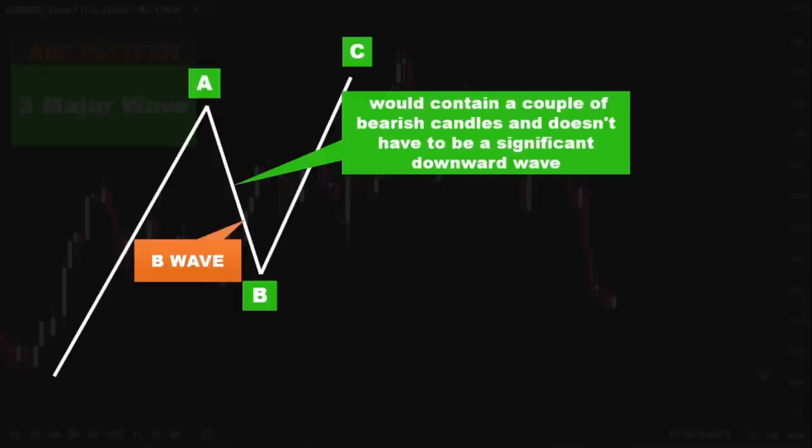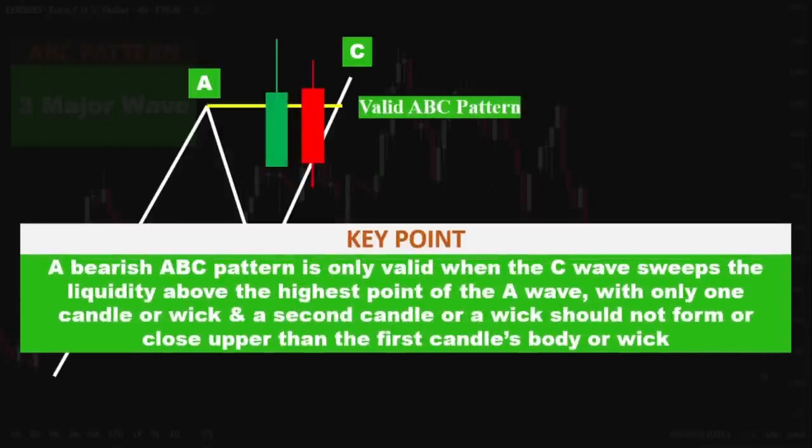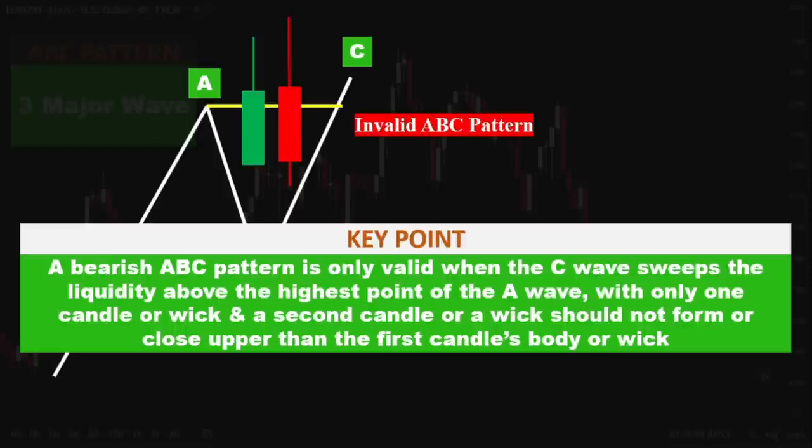So this is the sort of pattern you should be looking for in a 15-minute time frame according to the rules of our strategy. The key point is that a bearish ABC pattern is only valid when the C wave sweeps the liquidity above the highest point of the A wave, with only one candle or wick, and a second candle or a wick should not form or close higher than the first candle's body or wick. We want to see price immediately change its direction to the opposite way and get back into the range below the high after sweeping liquidity.